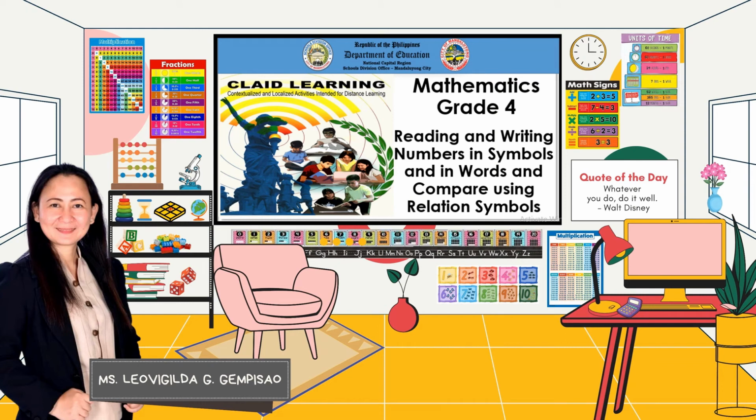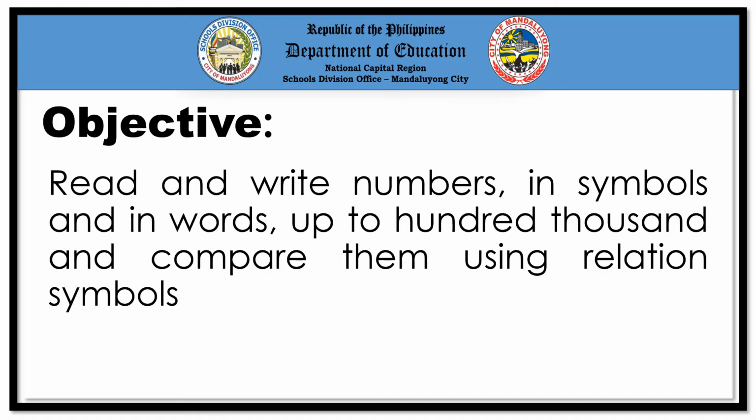At ang ating pangatlong lesson para sa unang linggo, reading and writing numbers in symbols and in words, and compare using relation symbols. At ating aalamin naman ang objective sa lesson na ito. Ang objective, read and write numbers in symbols and in words up to 100,000 and compare them using relation symbols.